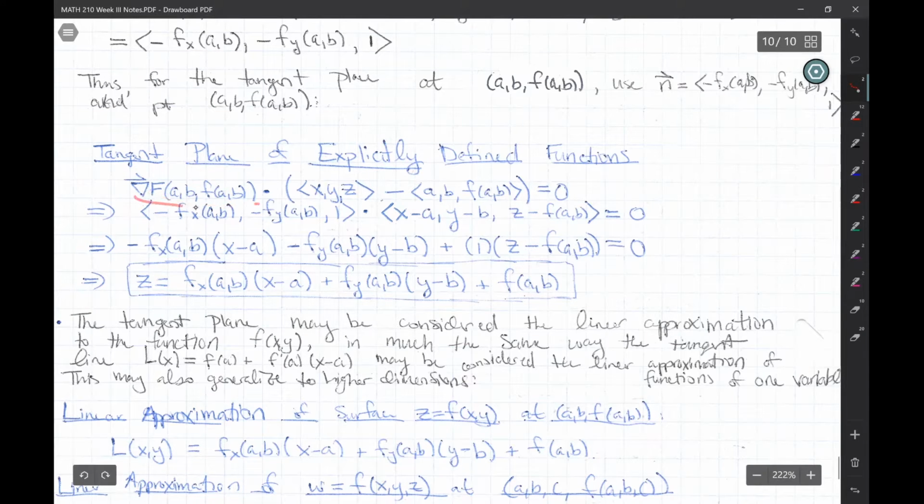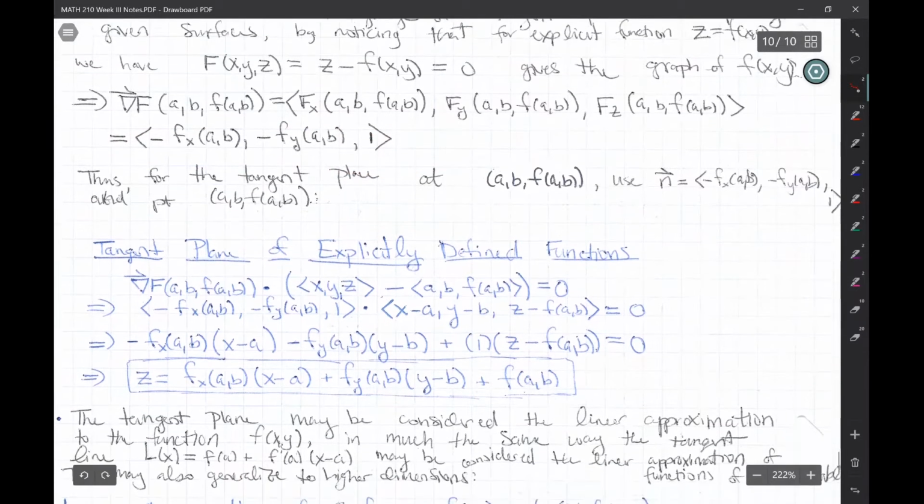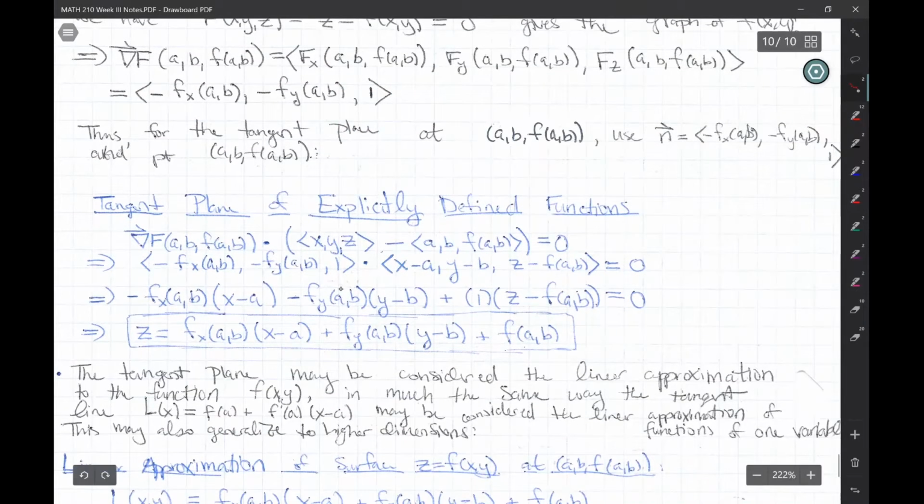So here's our normal vector. Here are our vectors that are running along the plane. They should be orthogonal, and we have this from the computation we carried out above. And dotting and simplifying, we end up getting this relation here. Now the z, you could have just left it over here, the z on the left hand side, and had the 0 there, or you could simplify and write it this way, either one. What you're seeing here is the tangent plane for an explicitly defined function.